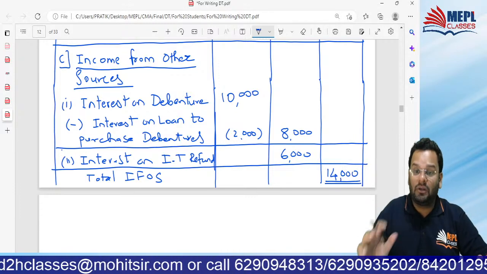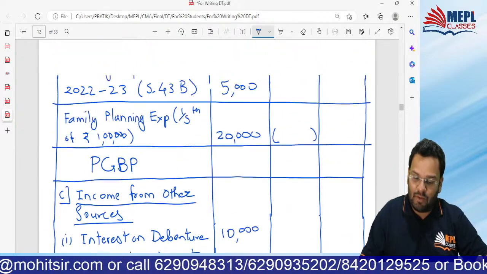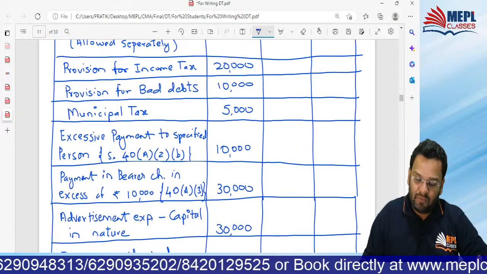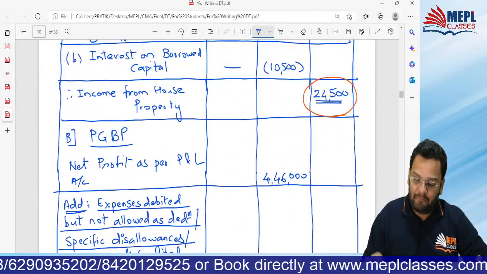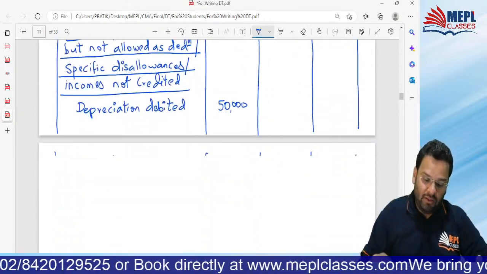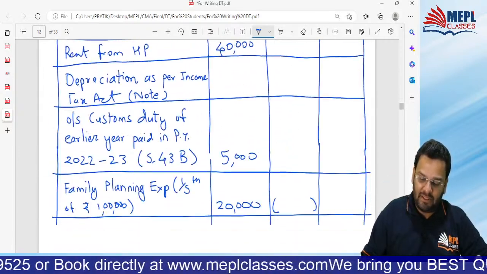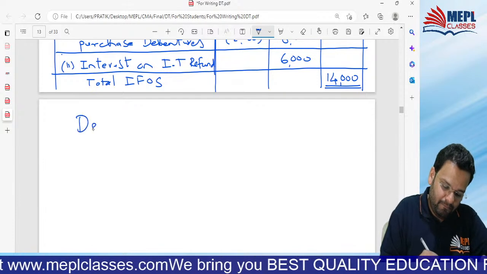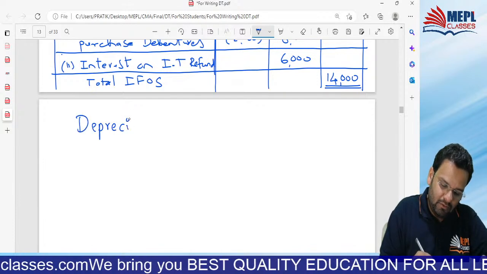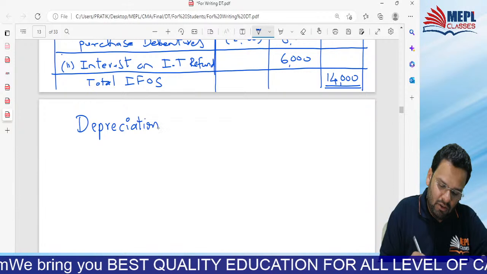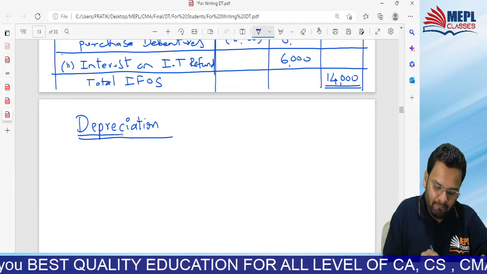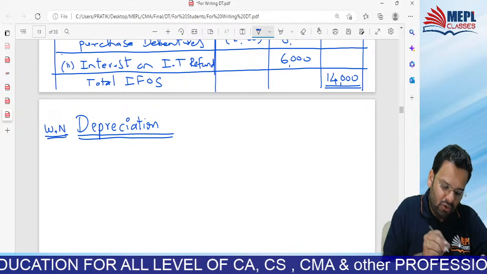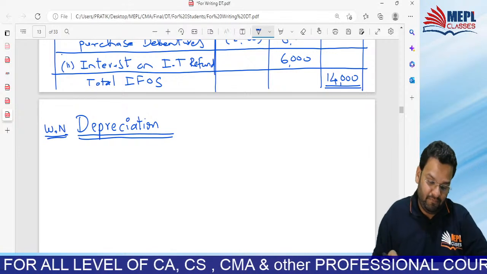So you have got this head of income as well, and you have got HP as well. Now only one thing is pending. Okay, one thing pending is depreciation. So let's do depreciation part now. This is working note on depreciation.